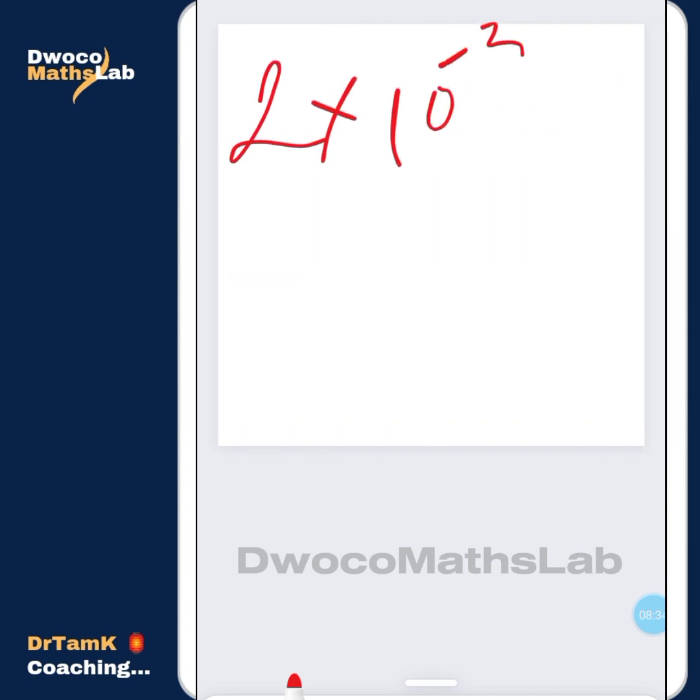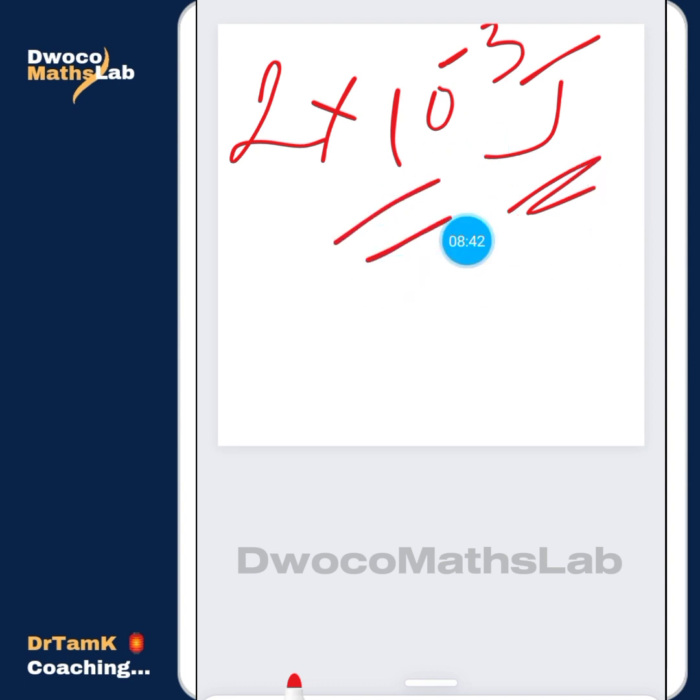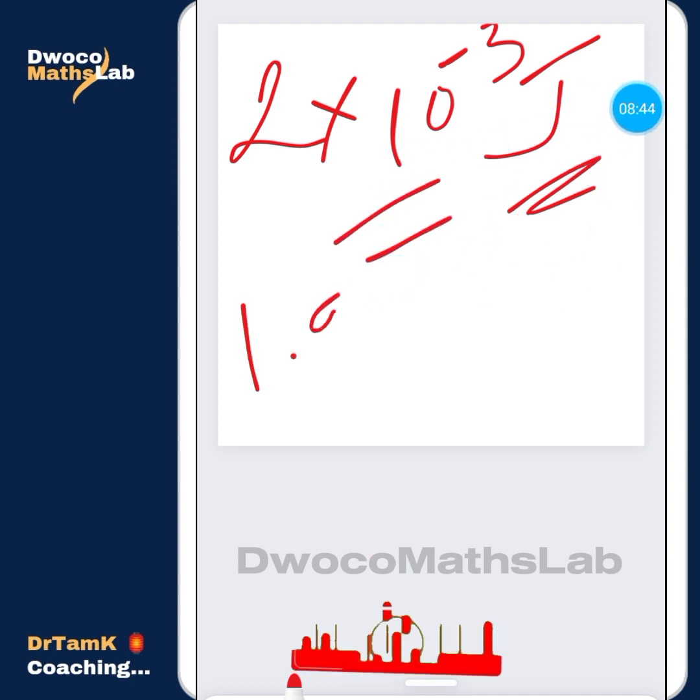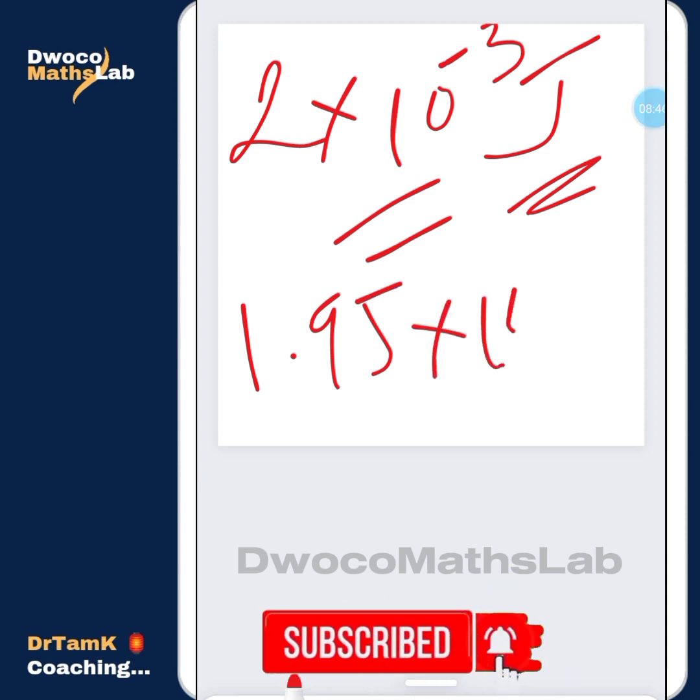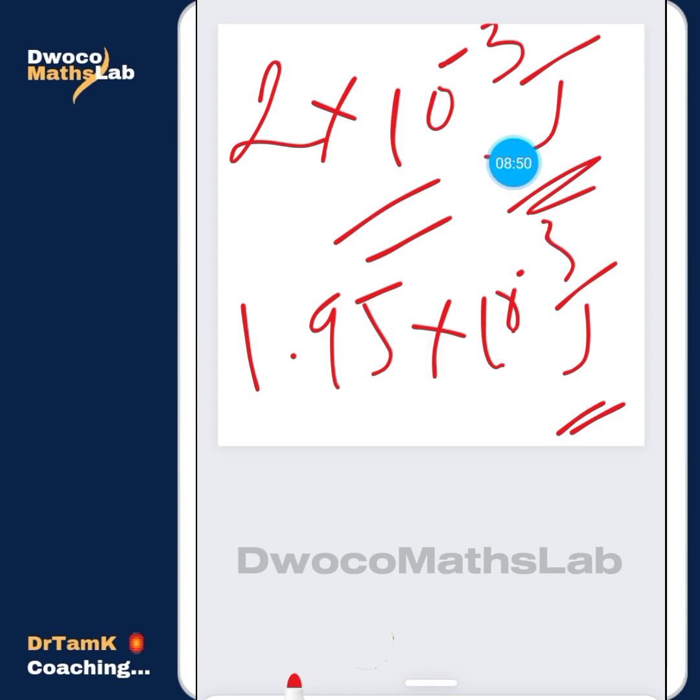That is 10 to the power minus 3 in joules, because we are calculating energy. So this would likely be the answer. You can leave your answer in this form, or you can leave it as 1.95, which you got, times 10 to the power minus 3 in joules. Either of these is okay.